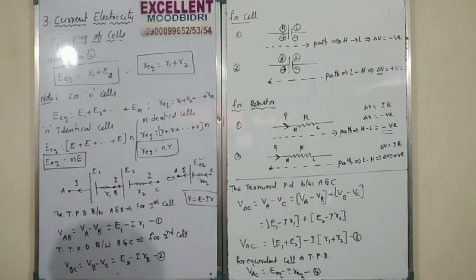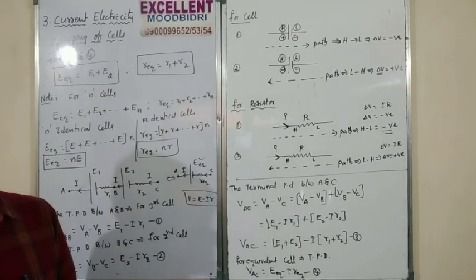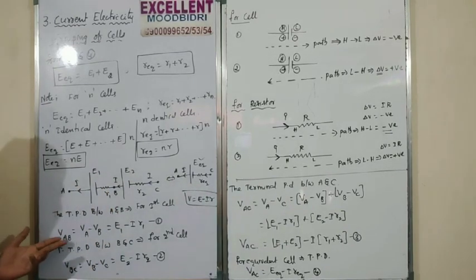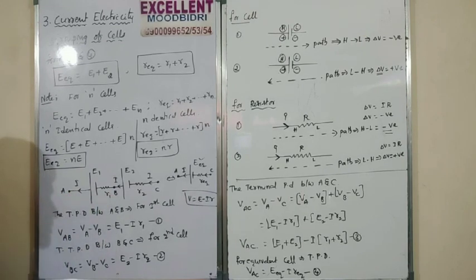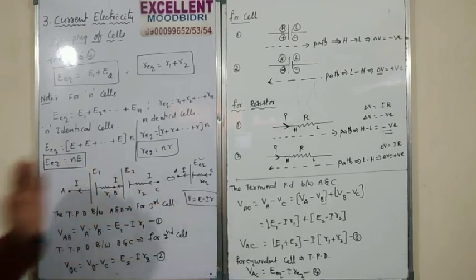This is the series combination. One method I have given. Here I did not use any Kirchhoff laws. I directly used the terminal potential difference. The potential difference between two terminals is known as terminal potential difference, so that VAB is equal to VA minus VB.